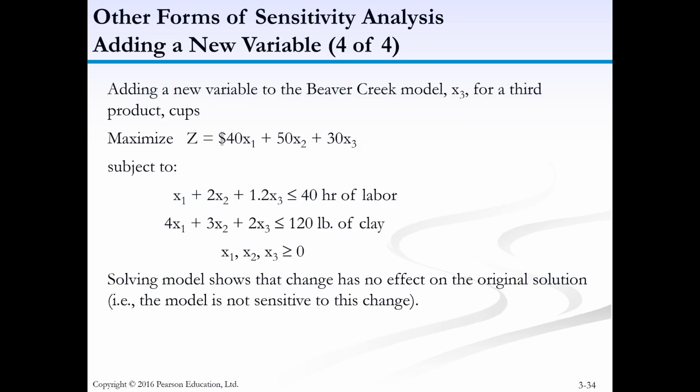Another form of sensitivity analysis is adding a new variable. Let's say instead of just making bowls and mugs, we are also making cups as well, and we have the two constraints again, the labor constraints and the clay constraints, and then we can solve it again. And remember that when we have more than two decision variables, we cannot plot them.